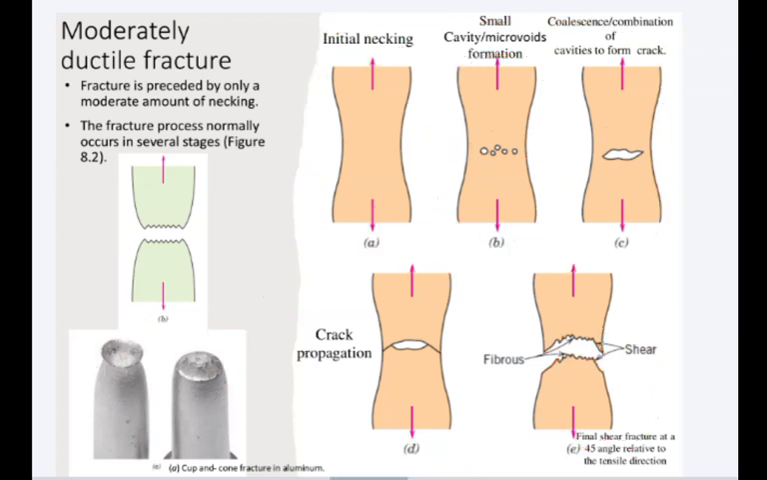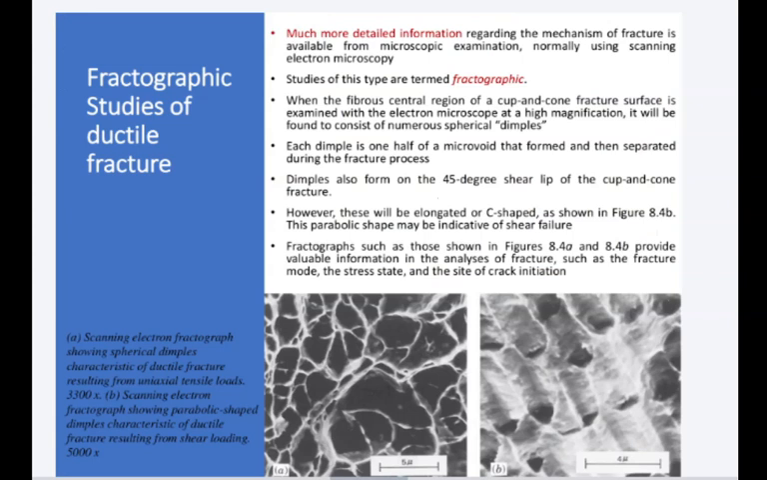Clear? This is how we study the fracture mechanics of the moderately ductile fracture. Now one more thing. We have the fractographic studies of ductile fracture. Fractographic studies of ductile fracture means once the material fractures, once it breaks into two pieces, then the fracture surface we see under the microscope. And that microscopic study gives us some important information. Right? So the study of the fracture surface under a microscope is known as fractographic study.